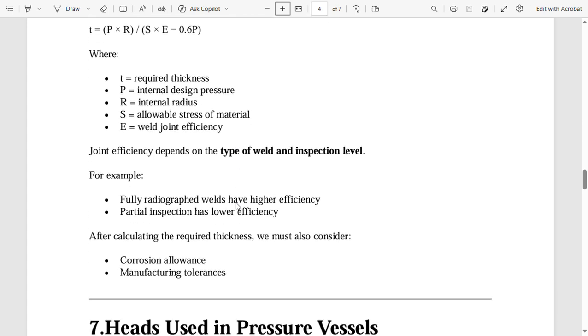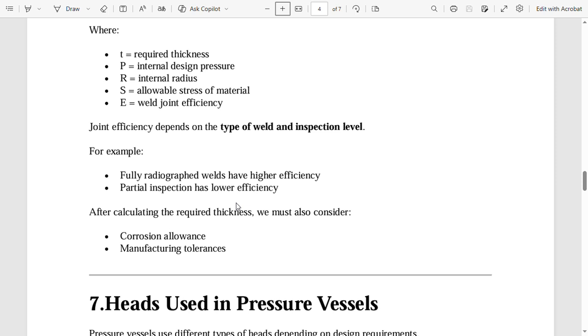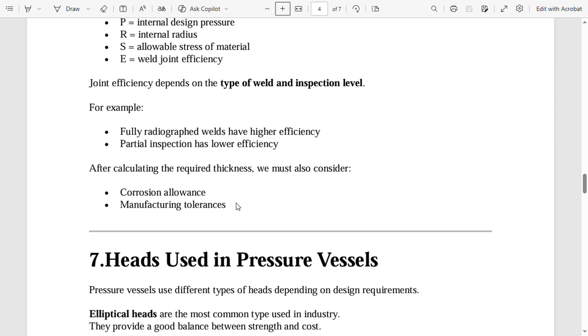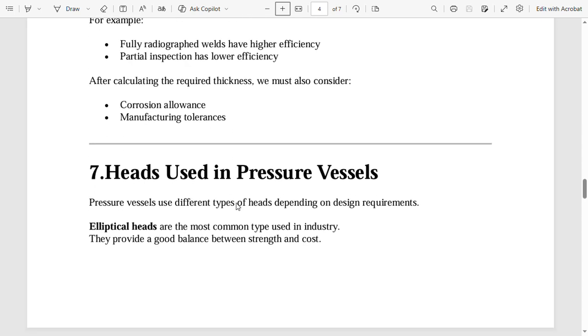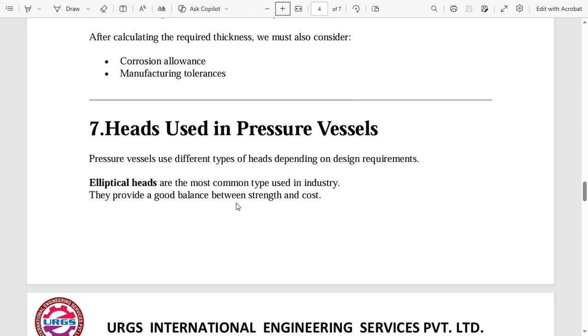Joint efficiency depends on the type of weld and inspection level. For example, fully radiographed welds have higher efficiency. Partial inspection has lower efficiency. After calculating the required thickness, we must also consider corrosion allowance and manufacturing tolerance.